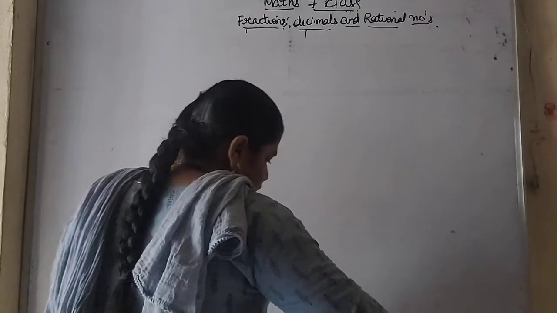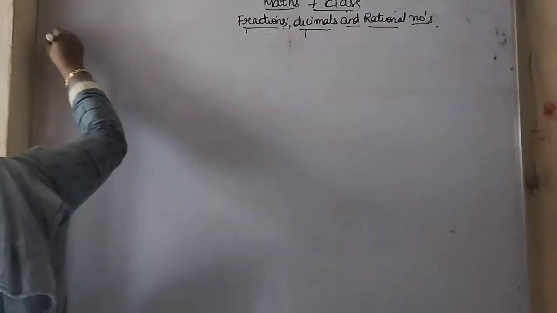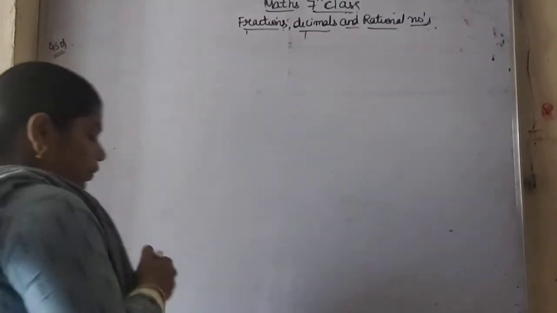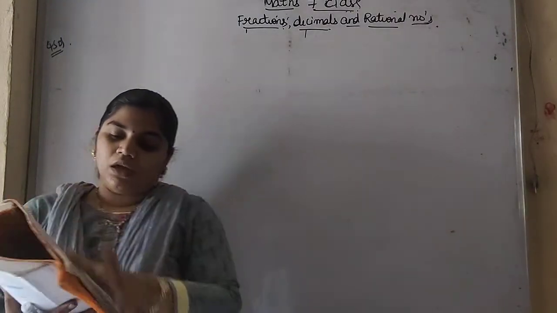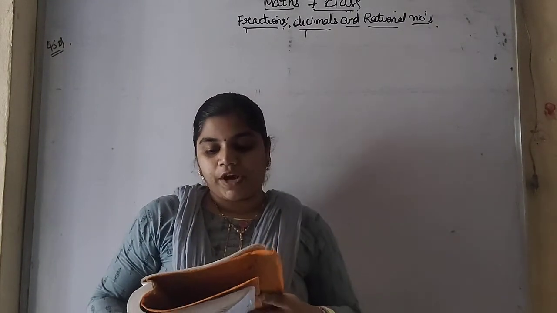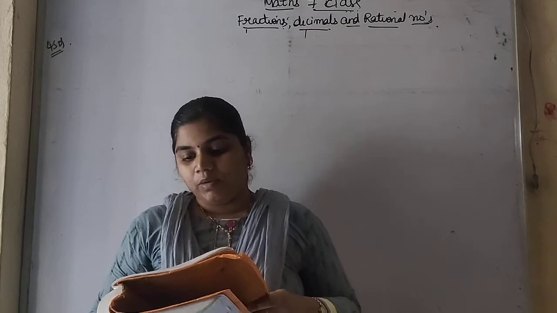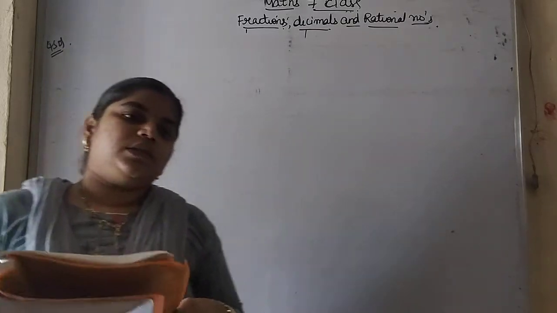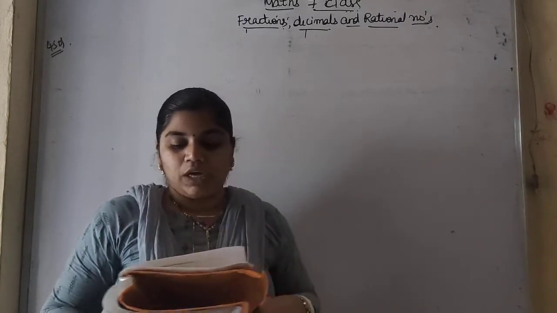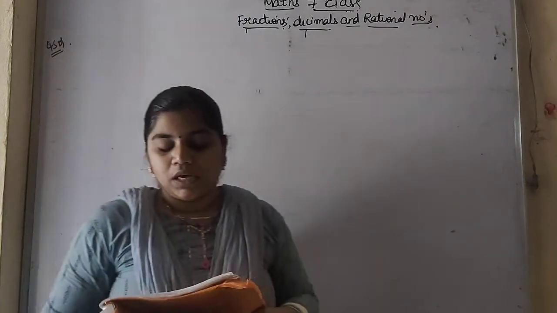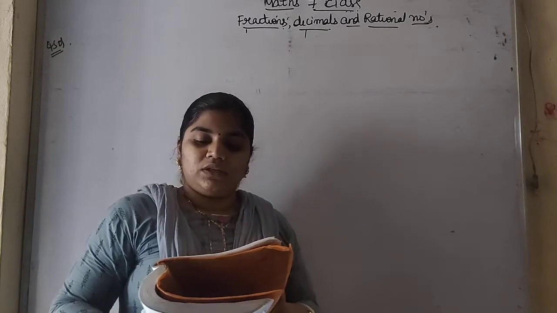So next is the fourth question. What is the fourth one? The rectangular sheet of paper is 5 2 by 3 centimeters long and 3 1 by 5 centimeters wide. Wide is nothing but the breadth value, and long is nothing but the length value. So the length value they have given is 5 2 by 3 centimeters and the breadth value is 3 1 by 5 centimeters.